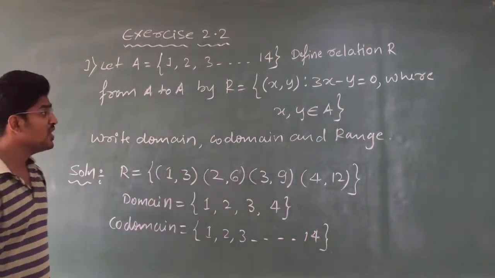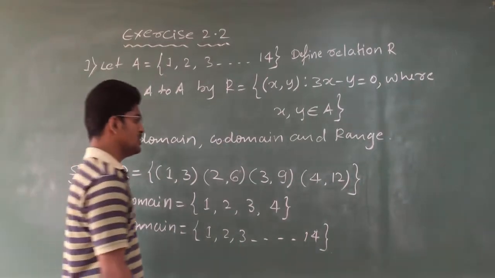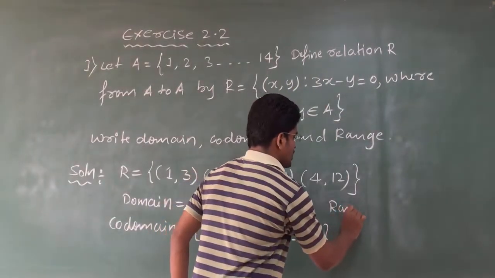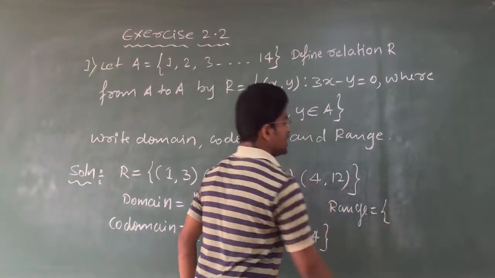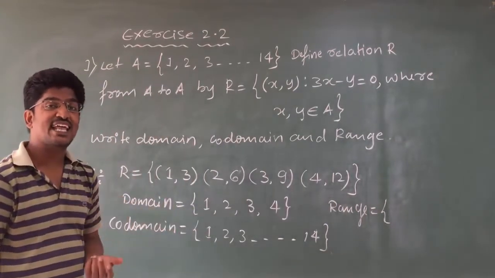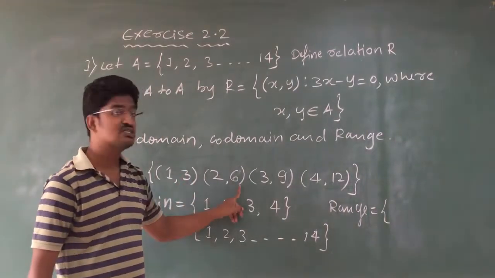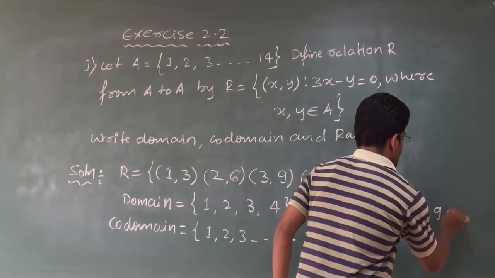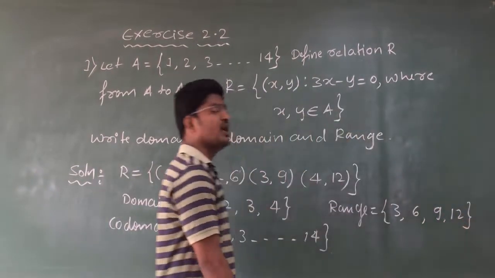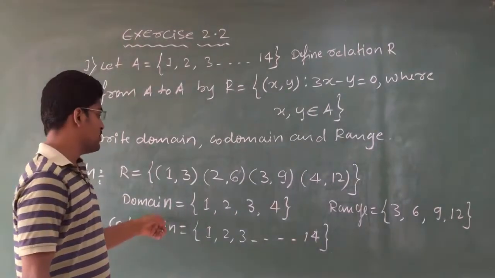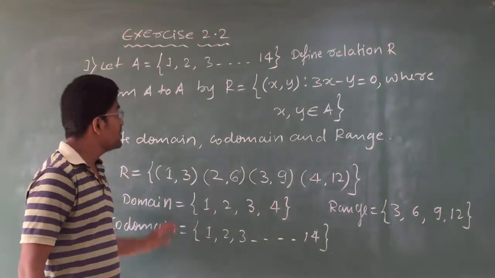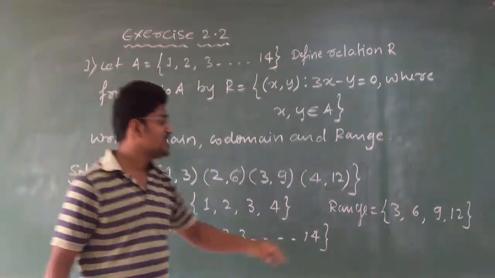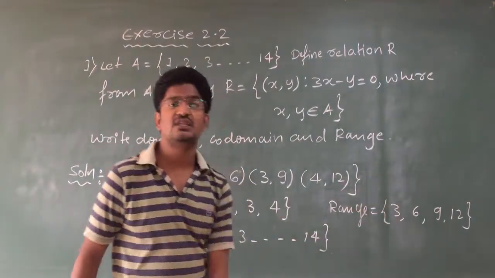Clear? Now let us go for range. So range will be equal to the collection of second elements, that is 3, 6, 9 and 12. 3, 6, 9 and 12 will be the range. Clear? So domain is 1, 2, 3, 4. Codomain is 1 to 14 and the range is 3, 6, 9, 12.